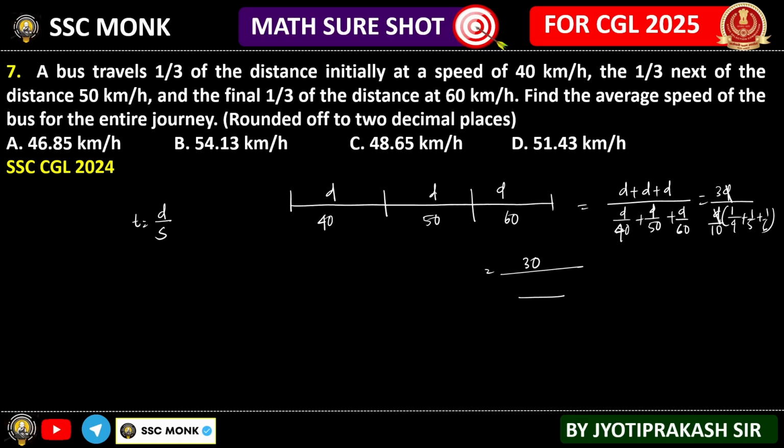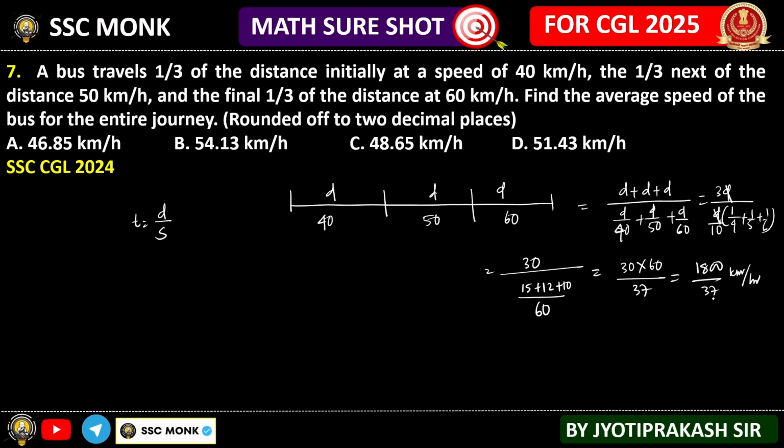LCM will be what? 60. Here it is 15, here it is 12, here it is 10. So here I can write 30 into 60 divided by 15 plus 10, 25, plus 12 is equal to 37. Yes or no? This can be written as 1800 by 37 kilometer per hour. Yes. So if I solve this, I'll get the answer.